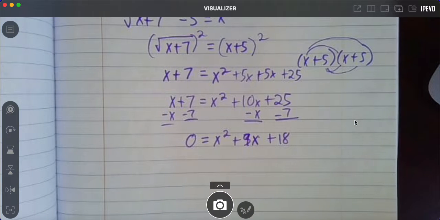So what do we do to solve for our 2 answers? We've solved for 0. We find our 2 x's. What do we do when it's that? Reverse FOIL. We call it factoring. We're going to factor it.